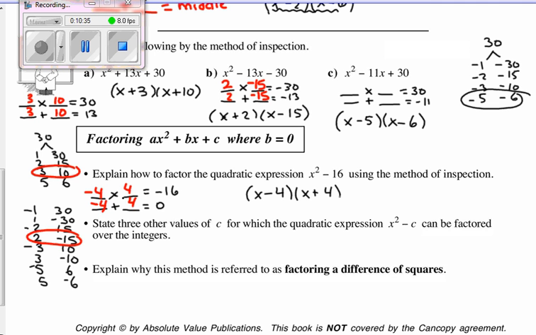Do you remember these? We called them difference of squares. Remember, what's the square root of x squared? x. What's the square root of 16? 4. And that's where x minus 4, x plus 4 comes from. And so, say 3 other values of c that could be, so what else could c be so it becomes a difference of squares? Any squared number. So give me an example. 36 could work. What's another perfect square? 49, 81, right? So it has to be a perfect square.